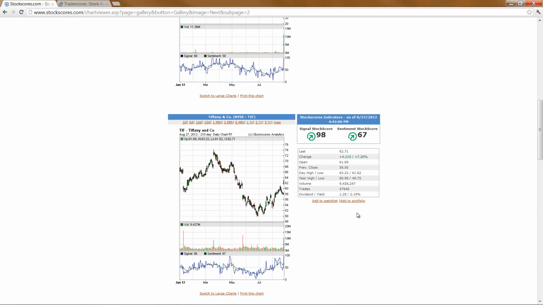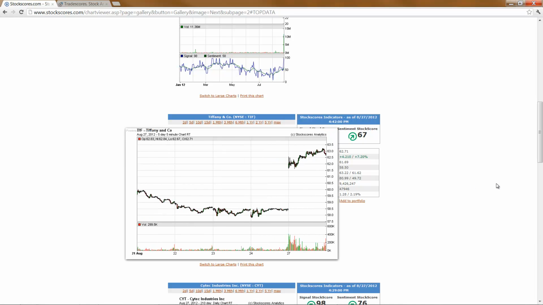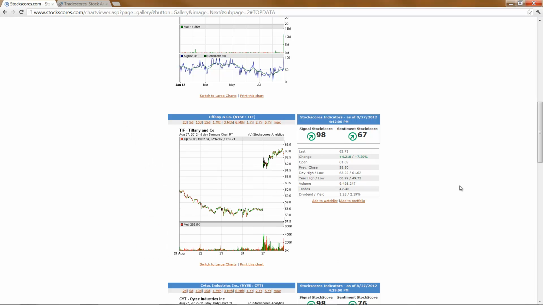Now, if you want to also look at the intraday chart of the stock, you can simply click on one of these fast links above the chart. So I could, for example, look at a 5-day chart of Tiffany, and there I can see how it behaved today relative to the past 5 days. Notice that the volume is very abnormal, and obviously the price action is abnormal. That's a really quick overview of the Market Scan tool.